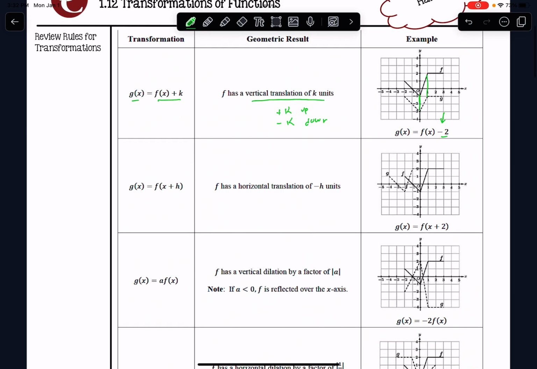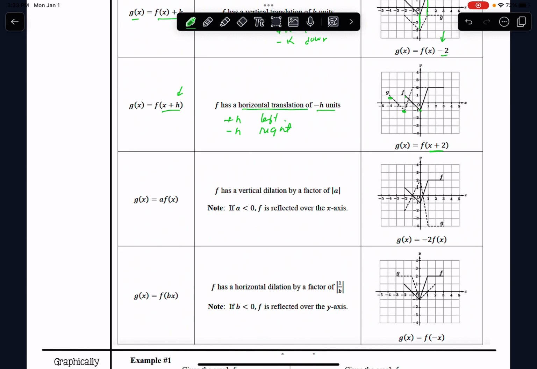If you add a constant inside the function, f of x plus h, that is a horizontal translation, meaning left-right, negative h units. So if it's plus h in here, it would be left, and if it's a minus h, it would be right. Again, this was moved plus 2, which means you move it left 2, so every point was moved left 2.